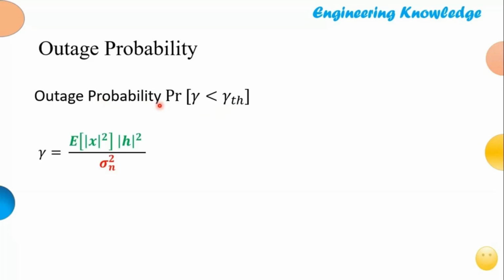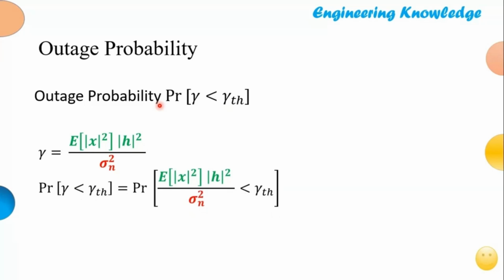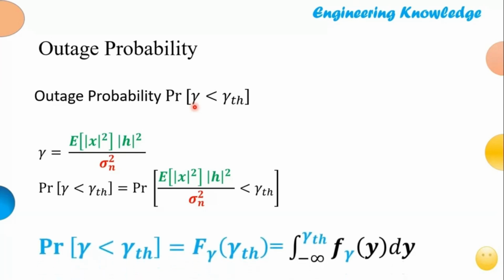How can I derive that? The gamma has already been derived, and the expected value of mod x square, mod h square upon sigma n square needs to be smaller than gamma TH. So this means that this complete thing is smaller than gamma TH. How can I calculate this? We have already seen that if gamma is treated as a random variable, this is simply the CDF computed at gamma TH, because the CDF of gamma at gamma TH means the probability that gamma takes a value smaller than gamma TH.